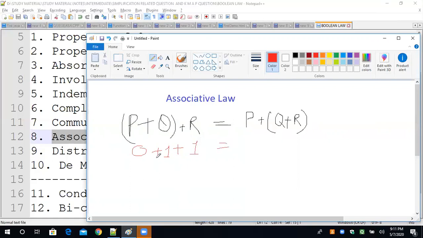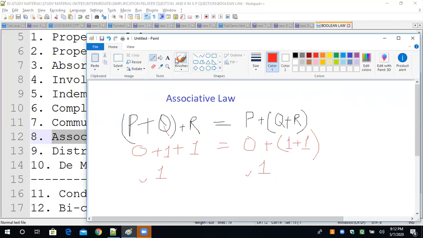What answer will we get? 0 plus 1 is 1, 1 plus 1 is 1. Understand? Here I'm taking P as 0, and Q I have taken as 1, and R is also 1. So 1 plus 1 is 1, and 1 plus 0 is 1. Now you can see that the LHS and RHS are the same thing. So this statement can be written like that.